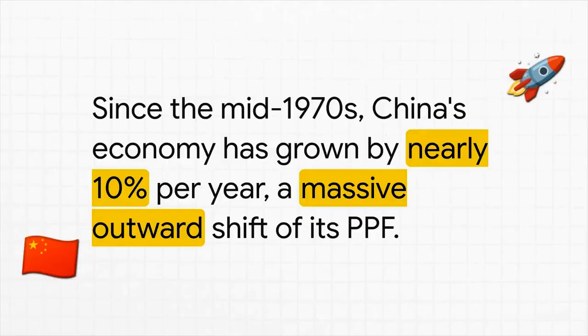And a really powerful real-world example of this is China. Starting back in the late 1970s, its economy just exploded. It grew at this astounding average of nearly 10% a year for decades. That represents a massive continuous outward shift of its whole production possibility frontier.